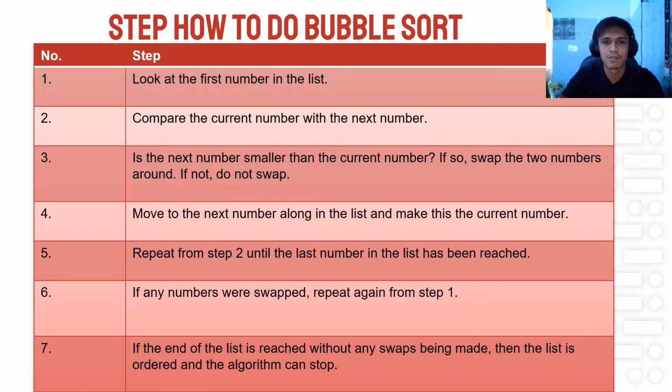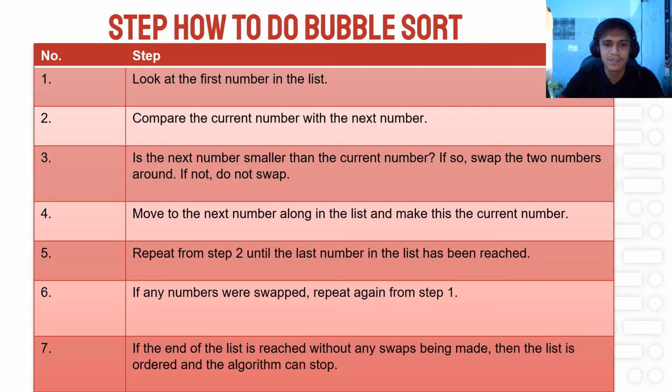First, we have to look at the first number in the list, and then we compare the current number to the next number. Then we identify if the next number is smaller than the current number. If so, swap the two numbers around. If not, just leave it there. For step 4, we move to the next number along in the list and make it the current number. Then we repeat from step 2 till the last number in the list has been reached.